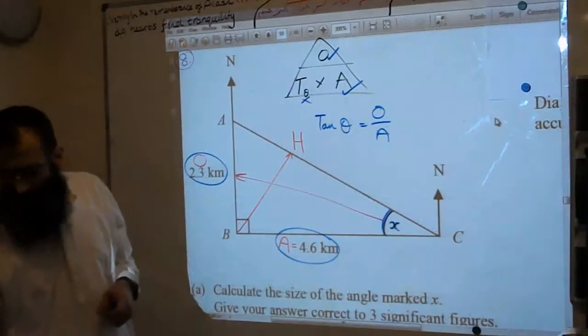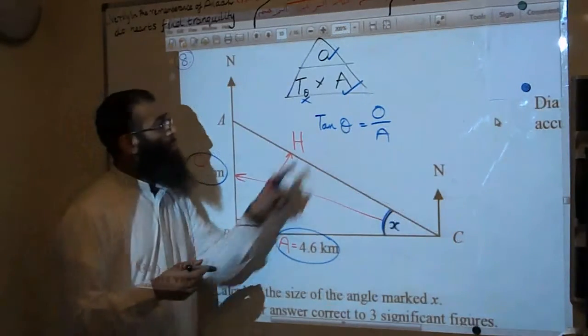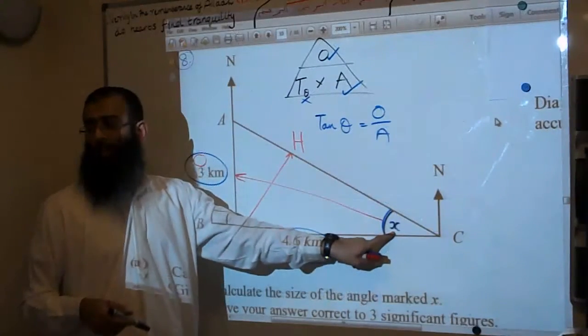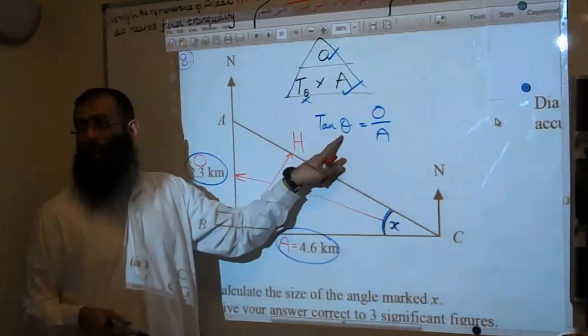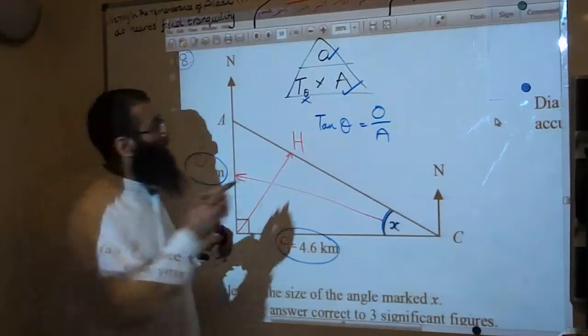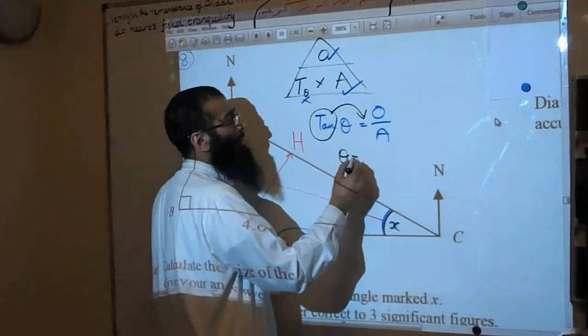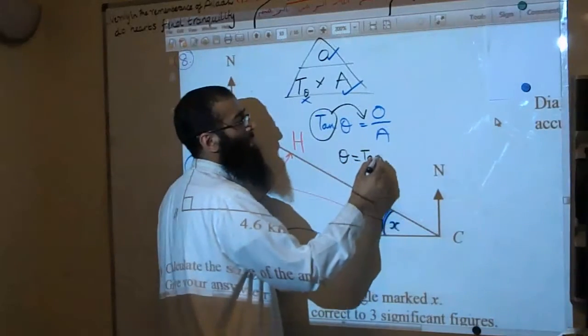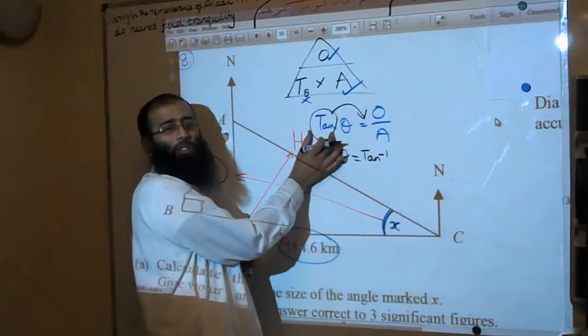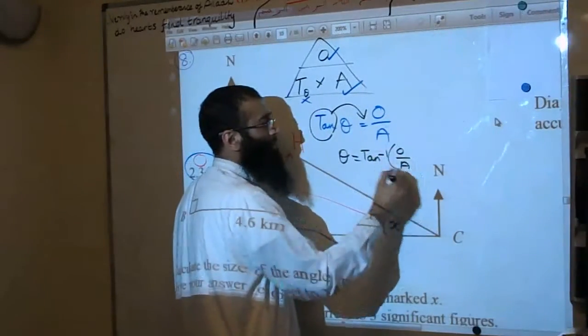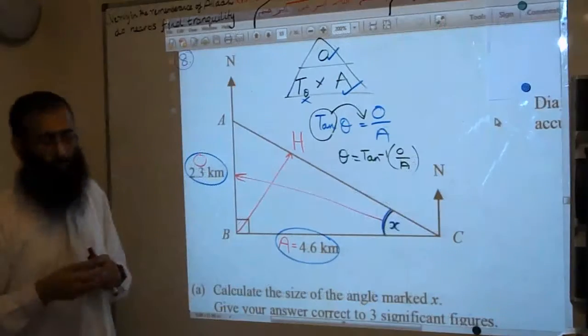Okay, but we've got one little bit extra to do here. I don't want to work out the tan of the angle, which is corresponding to my x. What do I want to work out here? I don't want the tan of the angle, I want just the angle. Move the tan over. The tan goes from here to there. So the angle is equal to tan to the minus. The opposite of the tan function is inverse tan, which is tan minus 1, O over A. And that's where we start the question.